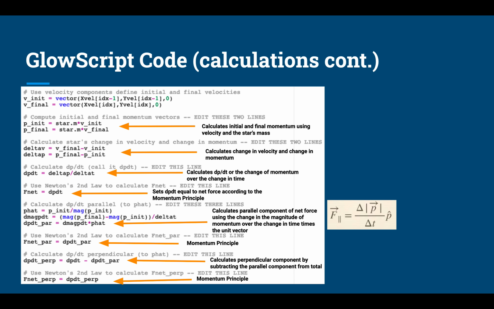And this is the GlowScript code for the calculations of momentum and velocity, and also the Fnet and dp/dt in the parallel and perpendicular directions. So you can see that we set Fnet equal to dp/dt and Fnet parallel equal to dp/dt parallel, and finally Fnet perpendicular equal to dp/dt perpendicular, and this is all because of the momentum principle. And one of the most complicated parts of this code is how we calculate the parallel component of net force. We did this by using the change in the magnitude of momentum over the change in time times the unit vector. And you can see this equation on the right.